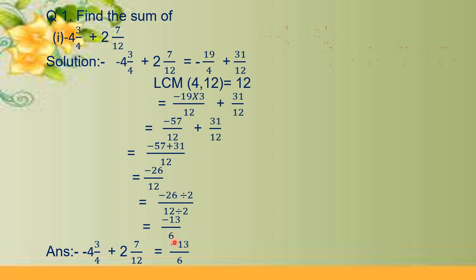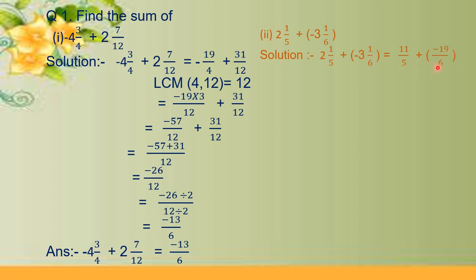Now let's do one more problem of the same variety. 2 1 by 5 plus minus 3 1 by 6. For doing this also we have to convert the given numbers into rational numbers: 5 into 2 is 10, plus 1 is 11 upon 5. 6 into 3 is 18, plus 1, minus 19 upon 6.